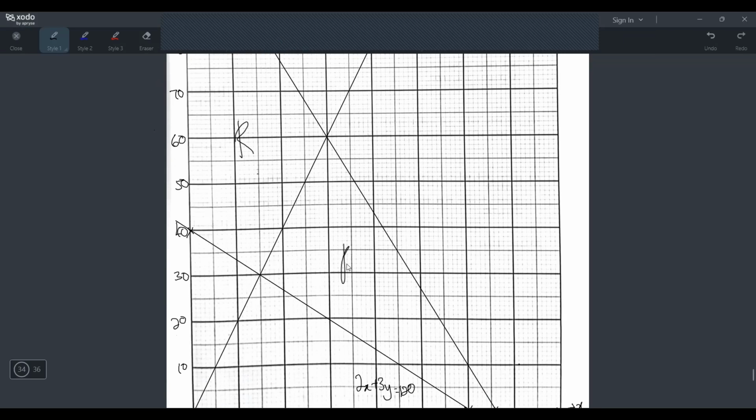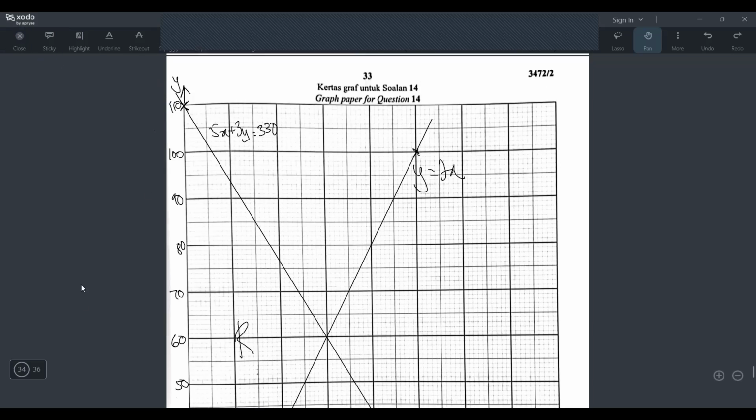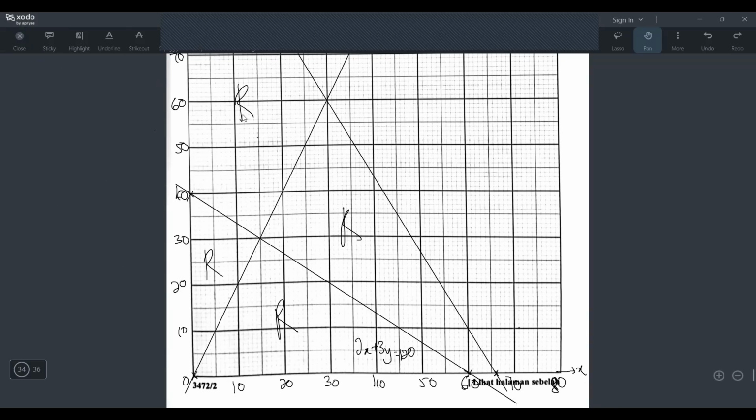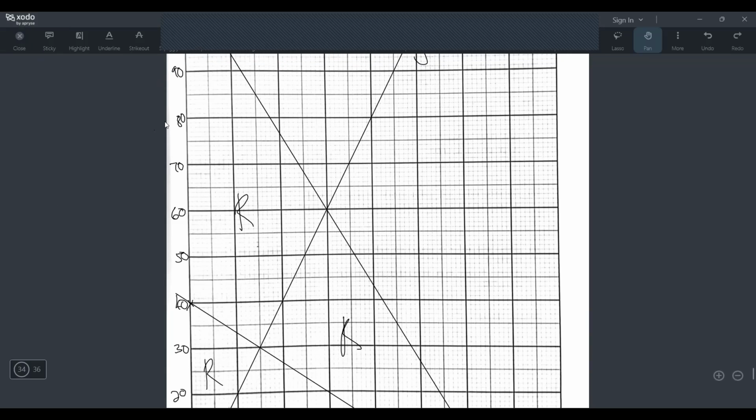So it's either here, it's either here, it's either here, or it's either here, because below this line. So these are the four possible positions. It's not possible for it to be below the x-axis or on the left side of the y-axis. It's not possible because I already mentioned everything is positive.